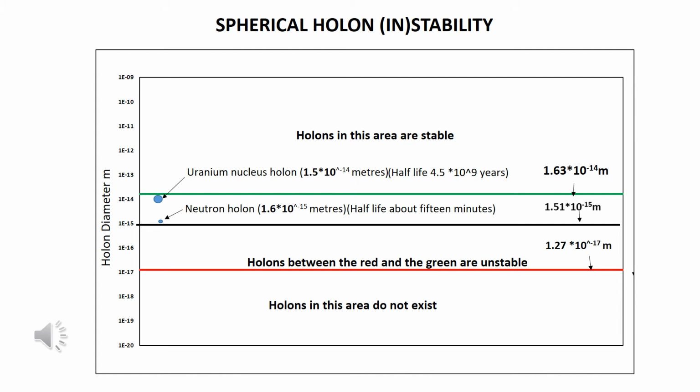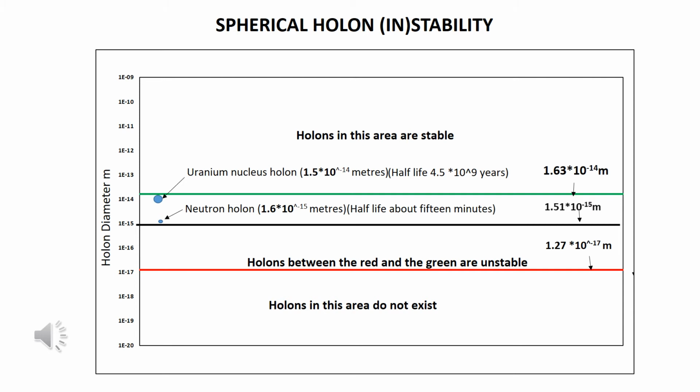We conclude that subatomic particles with diameters between 1.63 times 10 to the minus 14 meters and 1.51 times 10 to the minus 15 meters are potentially unstable. And indeed, many unstable nuclei have been discovered, some 2,400 with half-lives shorter than 60 minutes and 730 with half-lives greater than 60 minutes. Only about 253 nuclides are regarded as stable, and these are essentially the isotopes of the stable elements in the periodic table.